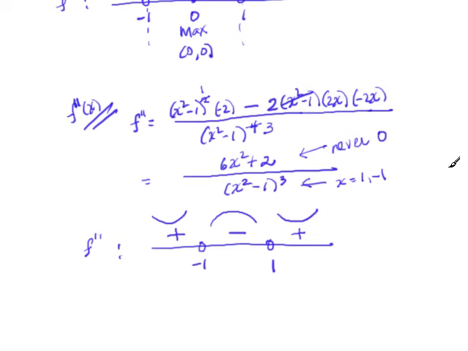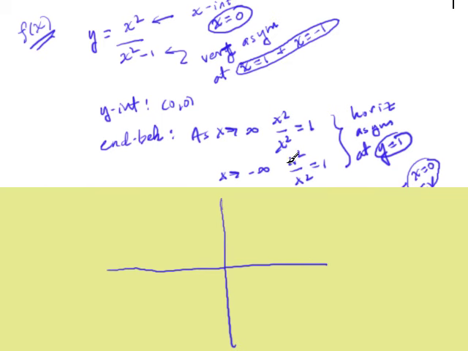All right, let's put everything together and draw a curve. Okay, so starting with f of x, we're going to put in that x-intercept, that's 0, 0. We're going to put in the vertical asymptotes at 1 and minus 1. Just draw some dotted lines here. We have end behavior. We have the curve leveling out at 1.